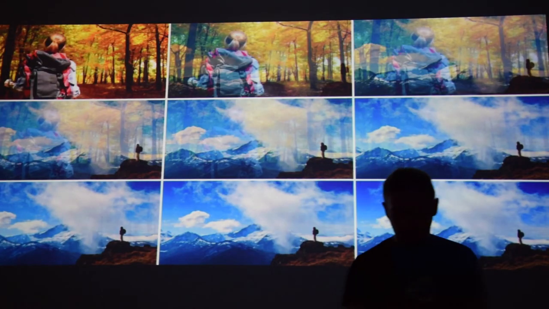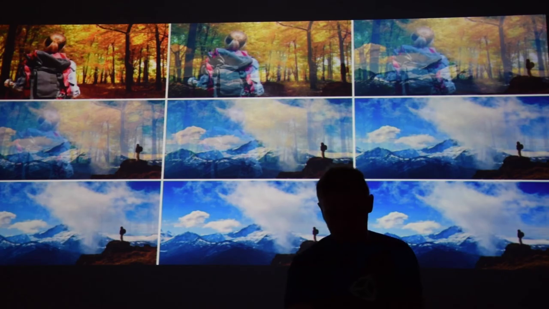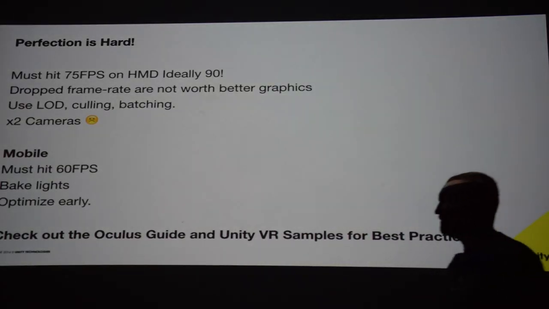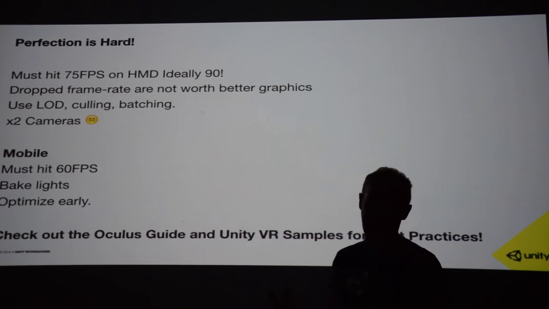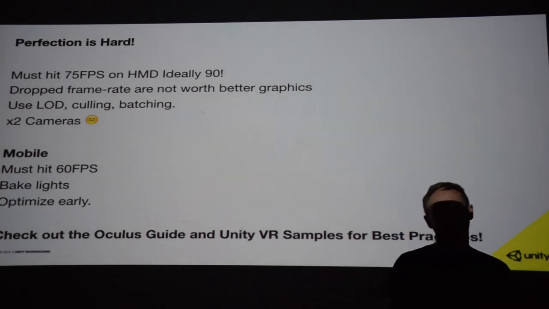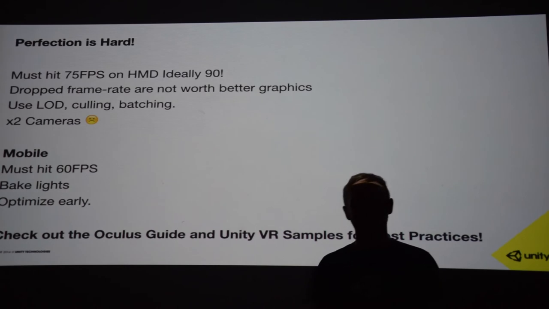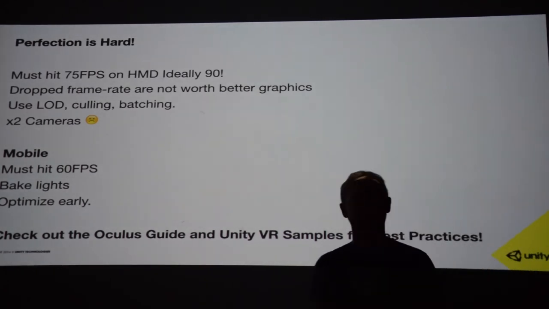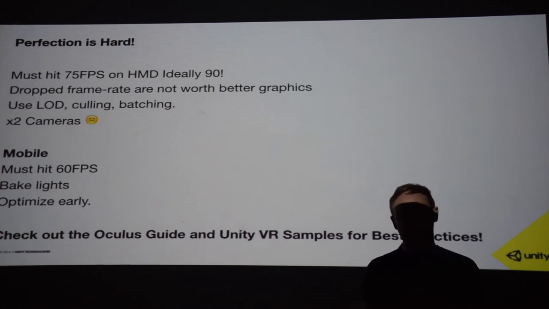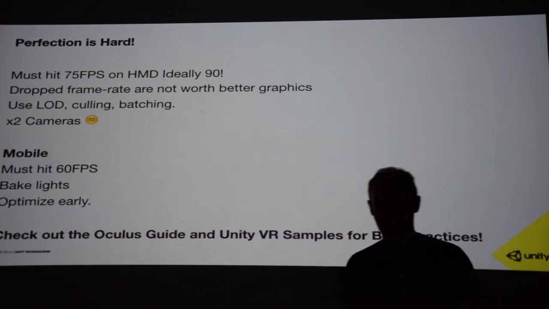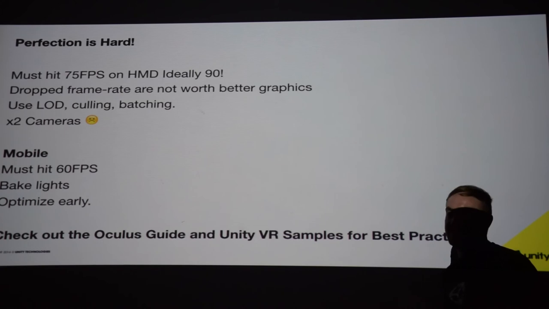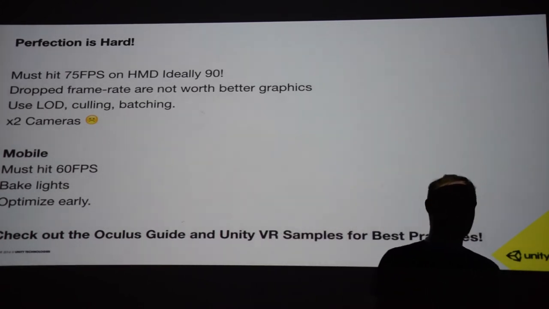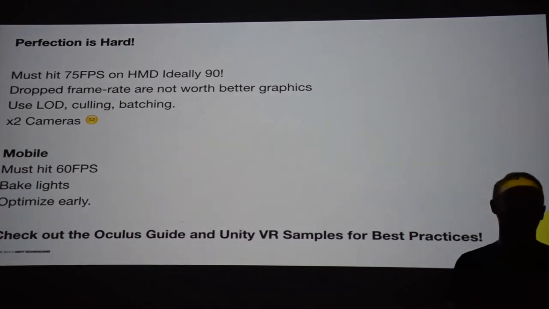Yeah, and like I said, transitions are pretty good. Perfection is ridiculously hard when making VR experiences. Ideally we had to hit 75. Well, no, we have to hit 75. Ideally 90 if you're targeting something like Oculus and stuff. Mobile, it's 60 because that's kind of the maximum we can do. Dropped frame rates are really not worth better graphics.